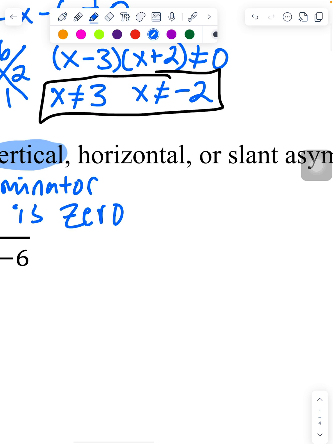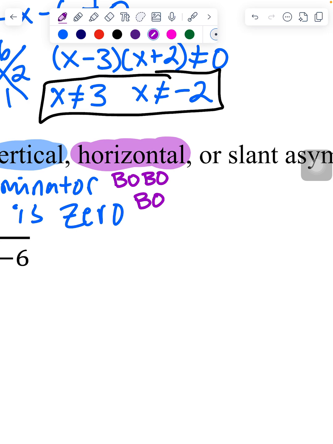So horizontal asymptotes, we have been using that BOBO BOTTEN EATS DC. So BOBO was big on bottom, y equals 0. BOTTEN was big on top, none. And then EATS DC is exponents are the same, divide coefficients. So we're just looking at the exponents on the top and the bottom of our rational function in this case.